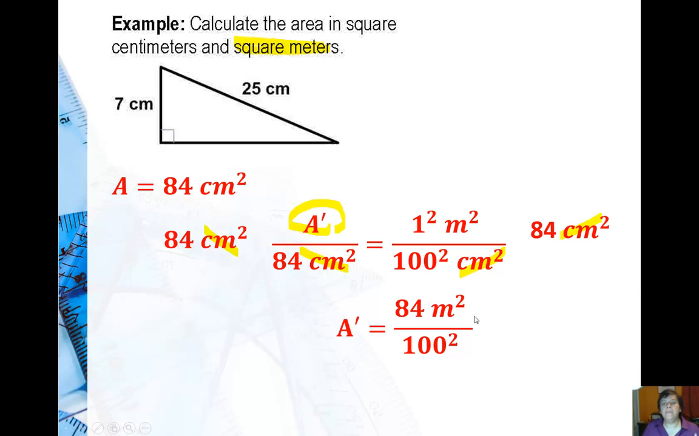So now I put 84 over 100 squared, so that's really over 10,000. And I get 0.0084, or 84 ten-thousandths, meters squared.